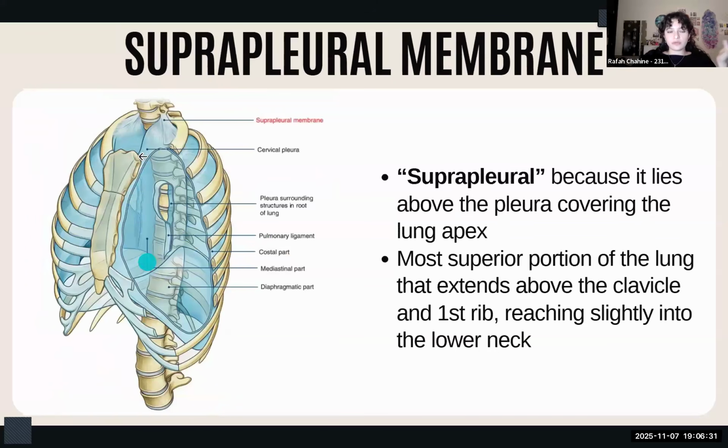What is the suprapleural membrane? So you've taken these lectures before. You know that the pleura is the membrane that covers the lungs. We have a membrane on top of that. That's why it's called suprapleural. And that membrane covers the apex of the heart, and it can also extend up to the root of the neck. That's basically it, okay?